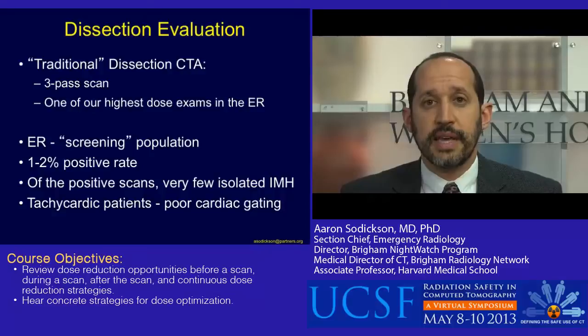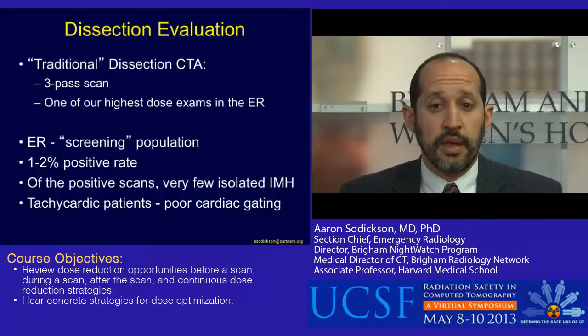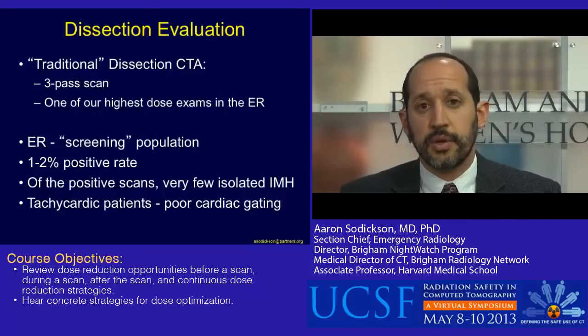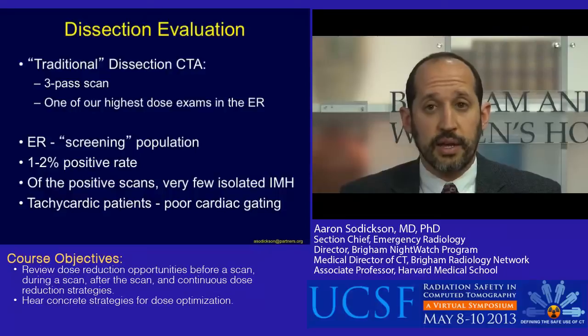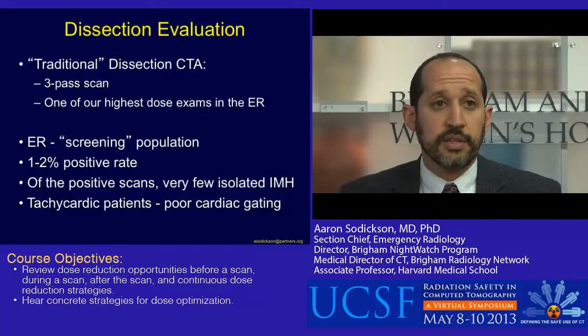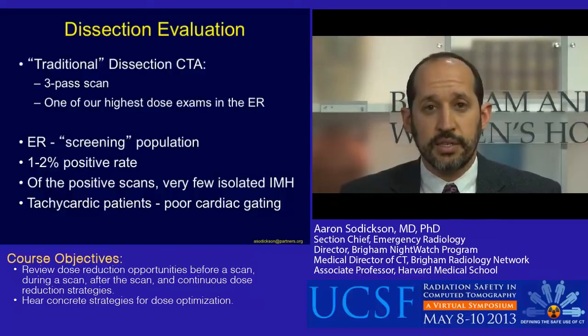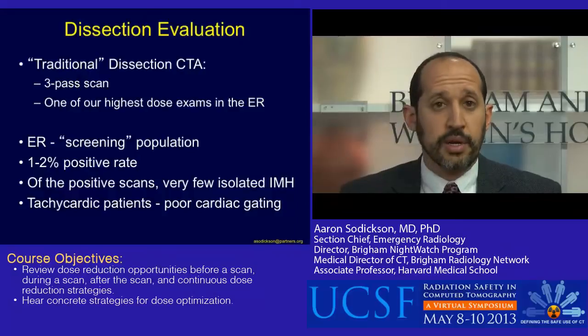Here's an example of dissection CT. We addressed this several years ago because in the ER we found that this was one of our highest dose CT scans, but in our population this was actually a screening exam with a positive rate of actual acute aortic dissection of only 1 to 2%. At the same time, we found that of those scans that were positive, very few had isolated intramural hematoma requiring that non-contrast scan. And in all of our patients, they tended to be tachycardic patients where cardiac gating really didn't work terribly well without heart rate control.